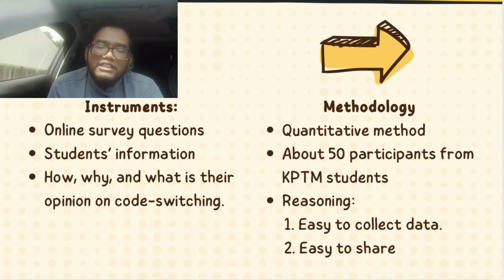Lastly is the methodology itself. We use a quantitative method, so questionnaires and such. We aimed for about 50 student respondents for this mini research, and we were able to achieve that. The reason we chose around 50 and a quantitative method is because it is easier to gather the information as well as easier to compile it.